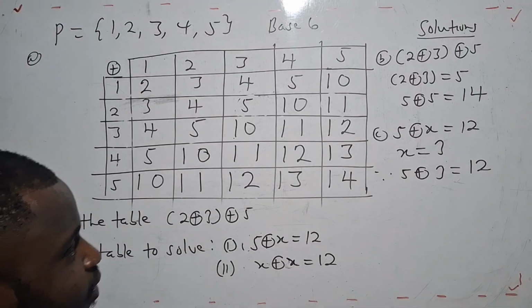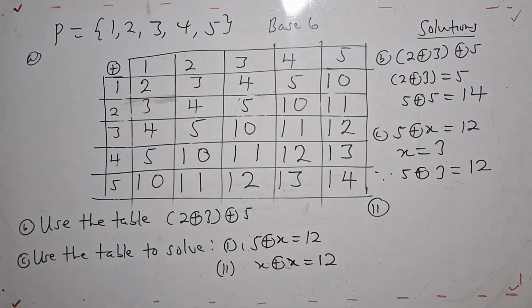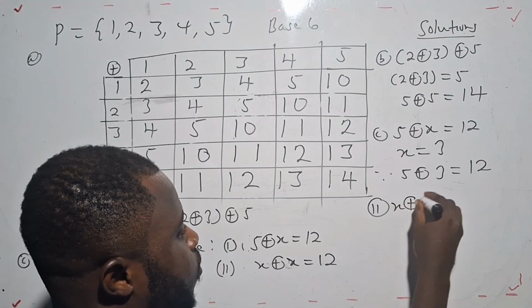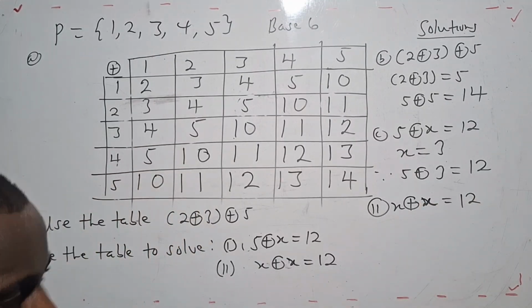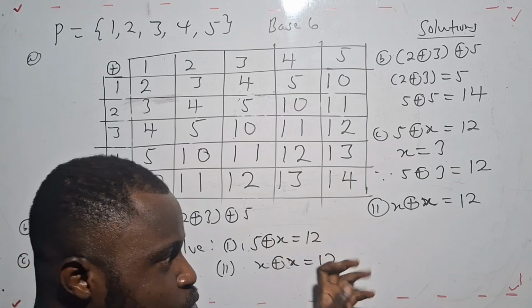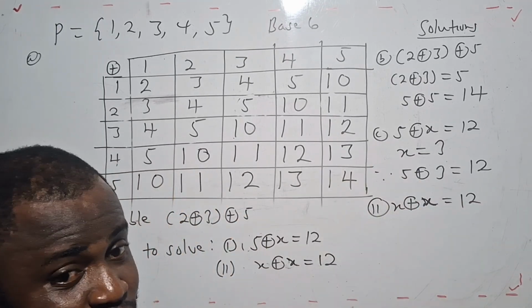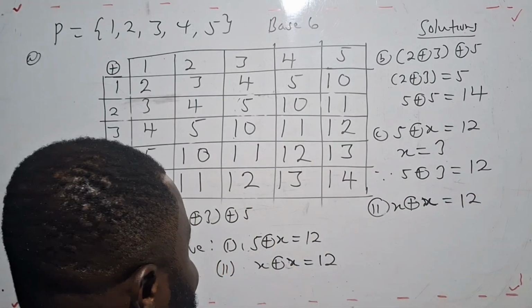Then the last one, which is the II. So the II says that x plus x, which is also 1, 2. Now what does it mean? A number added to itself, according to the table, will give you 1, 2. That's what this question also says. A number added to itself and gives us 1, 2 according to the table.